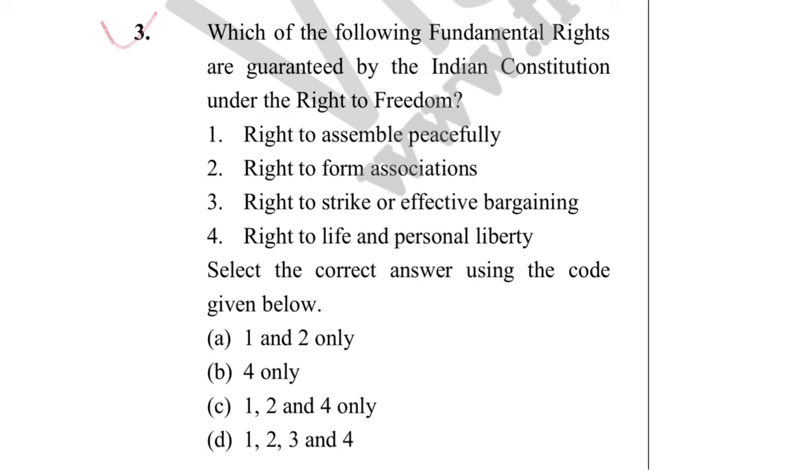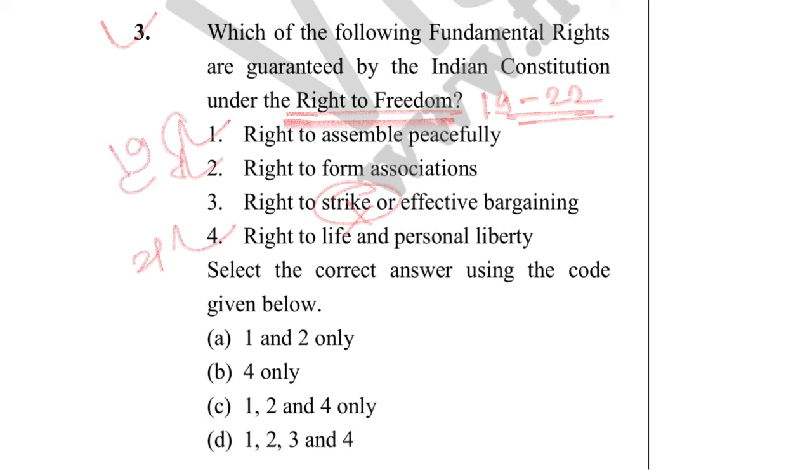Question number 3. Which of the following fundamental rights are guaranteed by the Indian Constitution under right to freedom? Right to freedom, Article 19 to 22. Right to assemble peacefully, yes. Right to form associations, yes. Right to strike or effective bargaining, no. Right to strike is not a right. Right to life and personal liberty, yes, under Article 21. These two are under Article 19. So 1, 2 and 4 will be the answer, that is C.